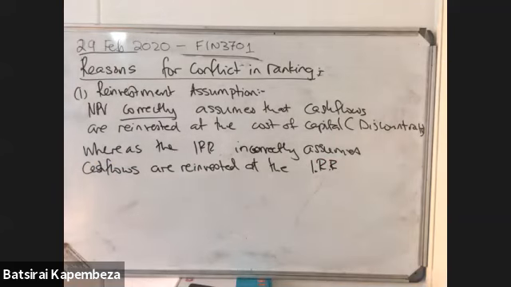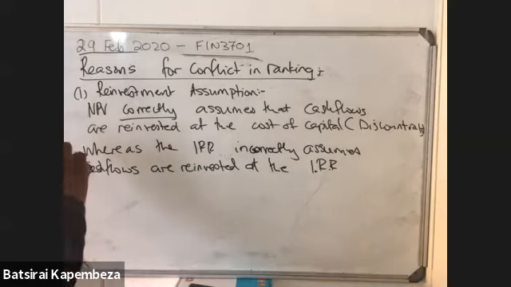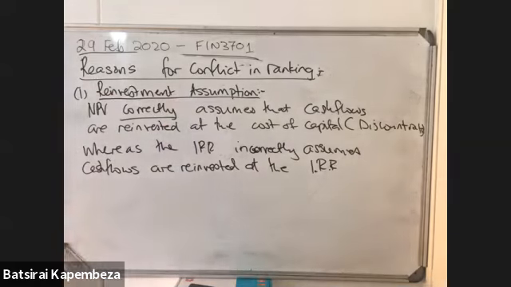The IRR incorrectly assumes that if we get cash coming back over the life of a project, we are reinvesting that cash at the internal rate of return. This is incorrect. Cash flows are actually reinvested at the cost of capital. So this is the reason why these two approaches might give you different answers. This is the first reason. The second reason is the timing of cash flows.